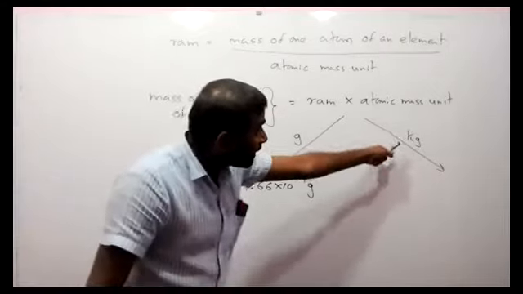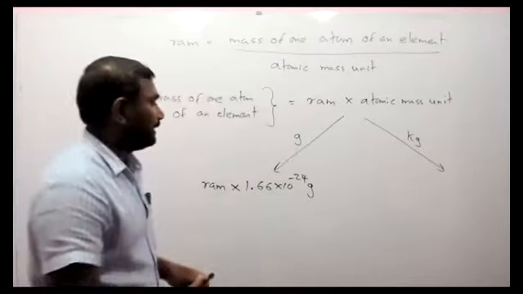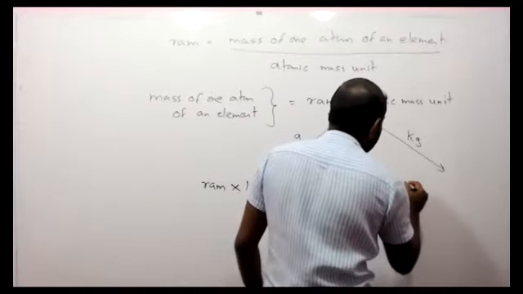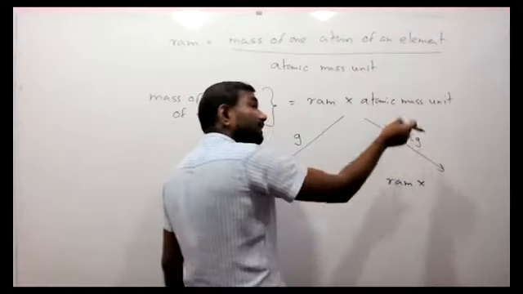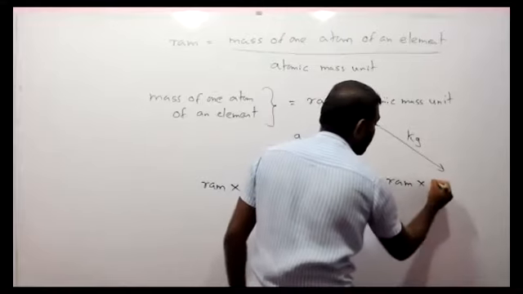If you need the kilogram value of the mass of one atom of an element, then you take the relative atomic mass and then you multiply it by the kilogram value of AMU. What is the kilogram value of atomic mass?